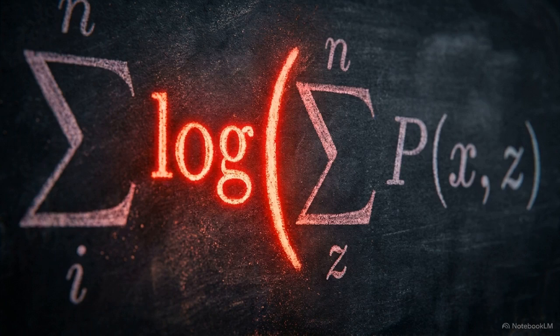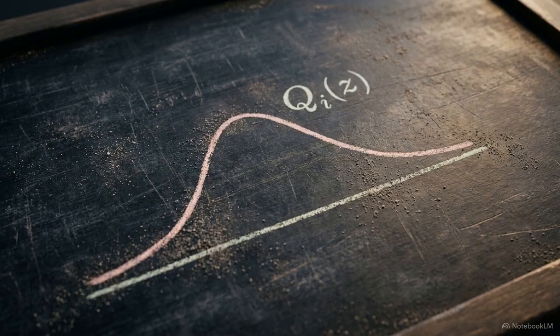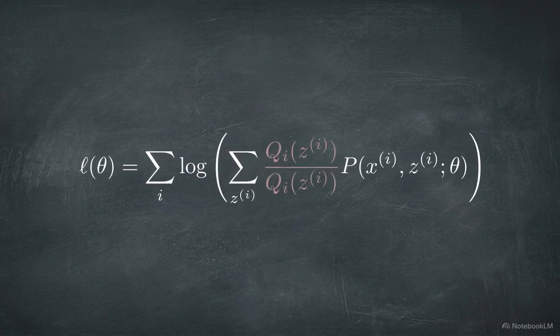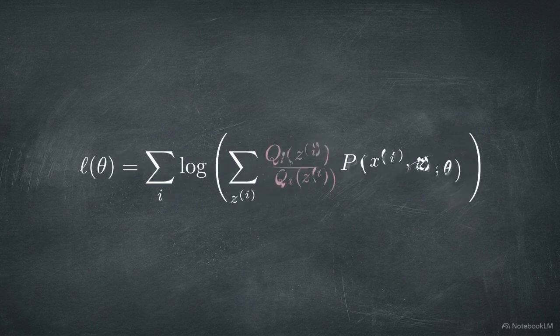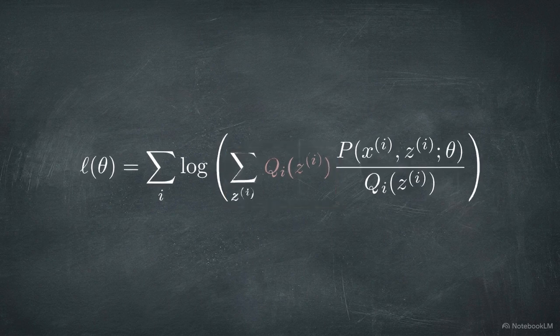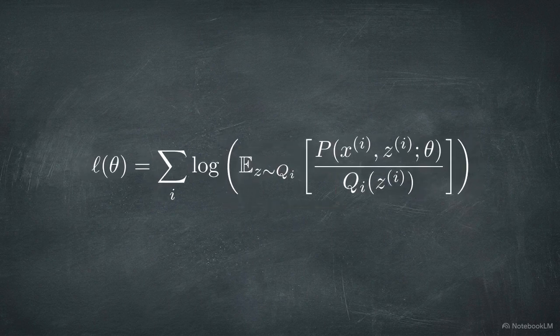We return to our log likelihood equation, where the summation is trapped inside the logarithm. To begin breaking this open, we introduce an arbitrary probability distribution over our latent variables, which we label Qi(z). We apply an algebraic trick to the inside of the summation, multiplying and dividing the joint probability by our new Qi(z) distribution. Because Qi is a valid probability distribution, summing over the variable z weighted by Qi is the mathematical definition of an expected value. We rewrite the inner terms as an expectation over Qi.